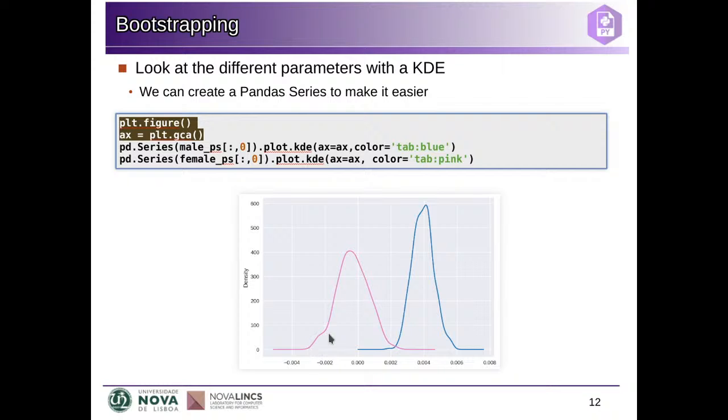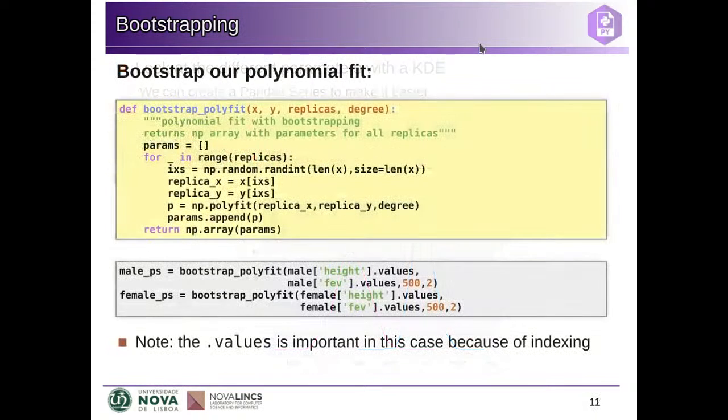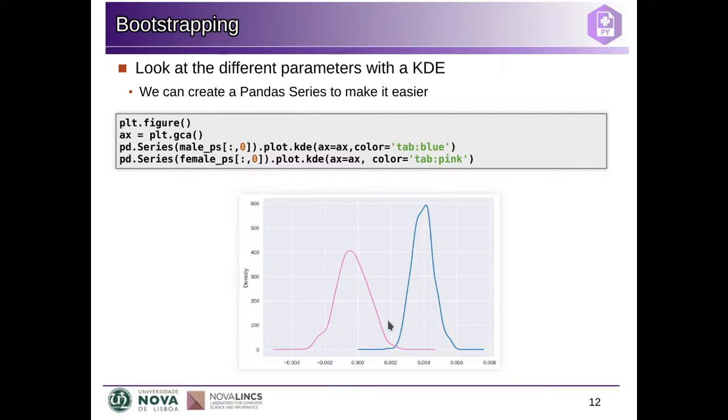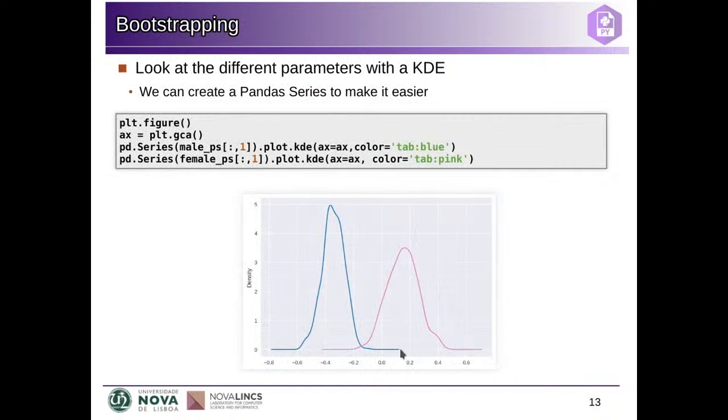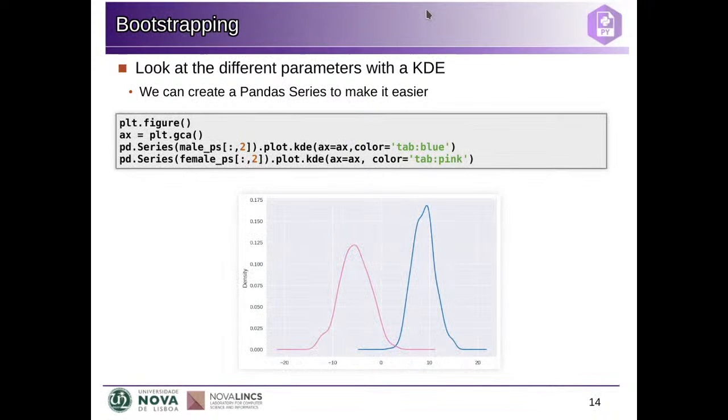So here we can see the distribution of that quadratic term in the curve for the female subjects and for the male subjects in these 500 polynomials computed by bootstrapping. So when I resample my data, I get different polynomials, but the parameters are not overlapping. The parameters for the quadratic term are not overlapping, for the linear term are not overlapping either, and for the constant term also not overlapping.